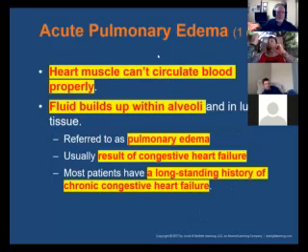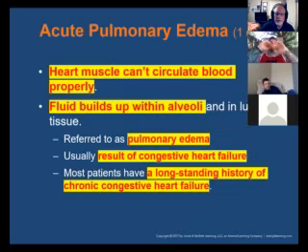Pulmonary edema. The heart muscle can't circulate blood properly because there is inflammation down in the alveoli and in lung tissue, so that blood can't circulate out as well. Fluid builds up, and that's pulmonary edema. And we're thinking congestive heart failure is a great illustration of that.